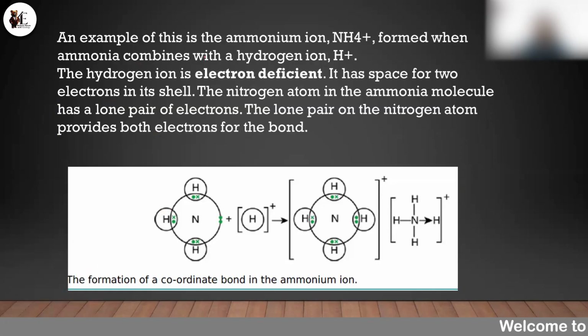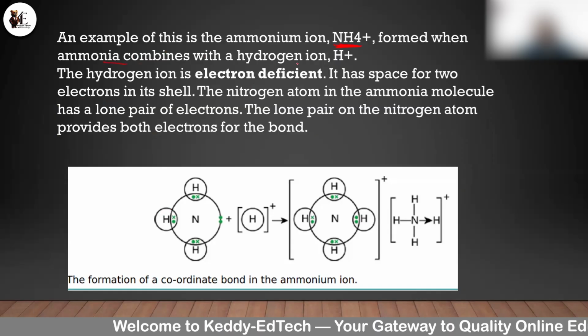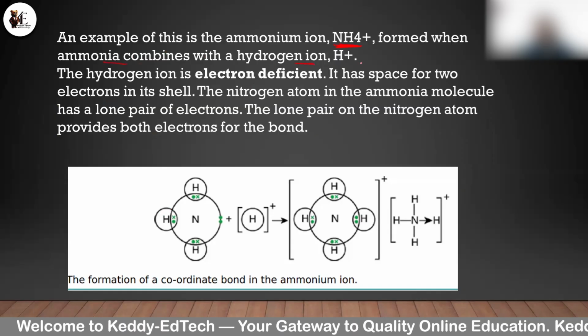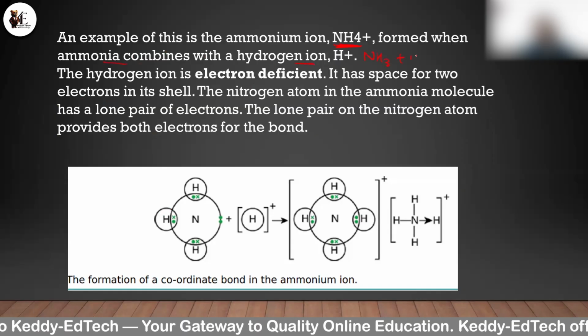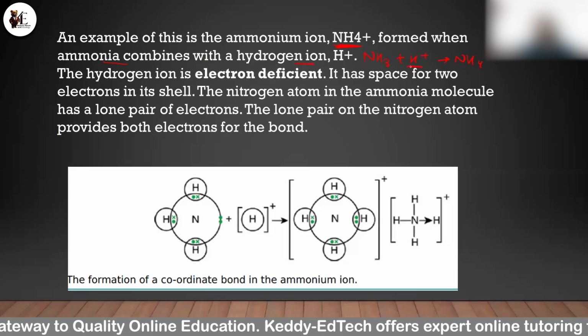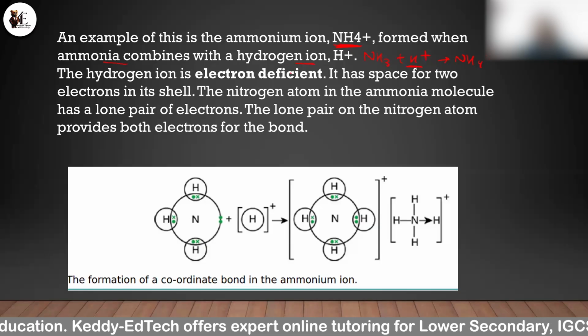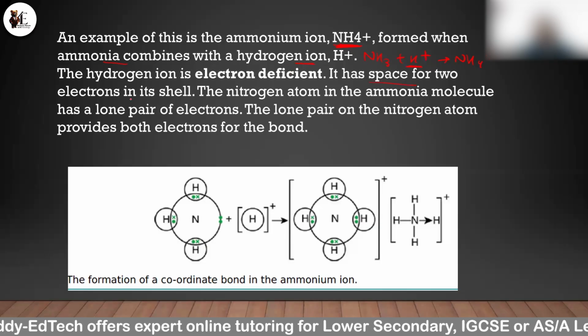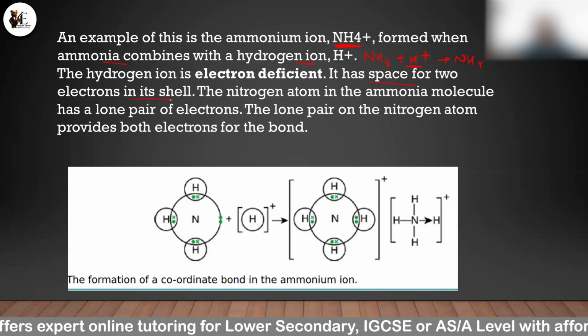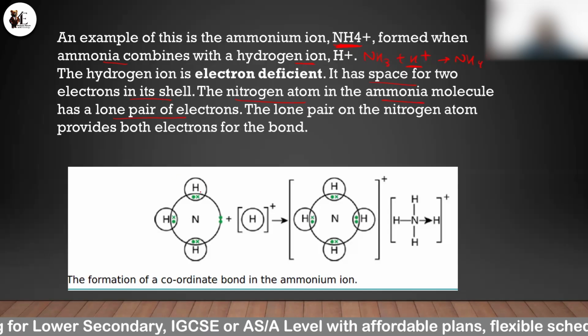So, formation of a coordinate bond in the ammonium ion, how does it happen? The example here is the ammonium ion, NH4 plus. How is NH4 plus made? When ammonia combines with a hydrogen ion, it forms NH4 plus. That means NH3 reacts with H plus to form NH4 plus. Hydrogen is electron deficient because it only has one electron in its outermost shell, and that is also lost. Now it has space for 2 electrons in its shell because hydrogen wants to complete its duplet.